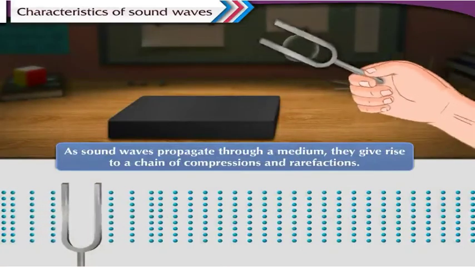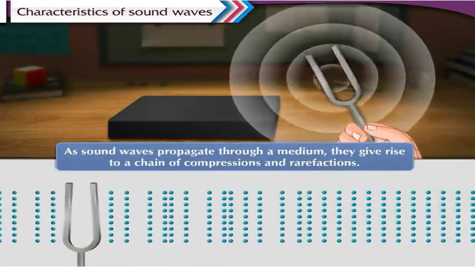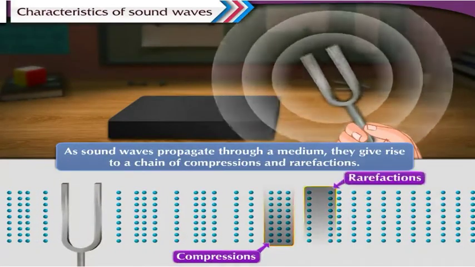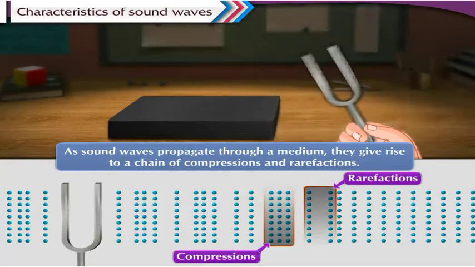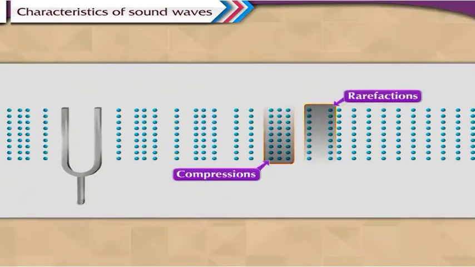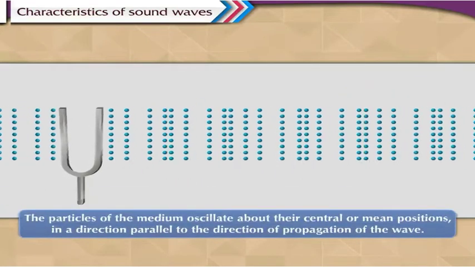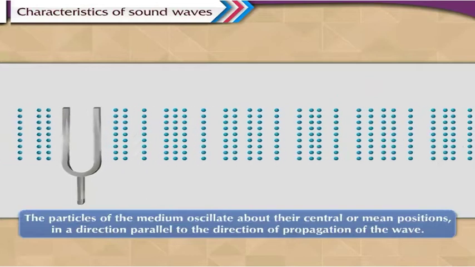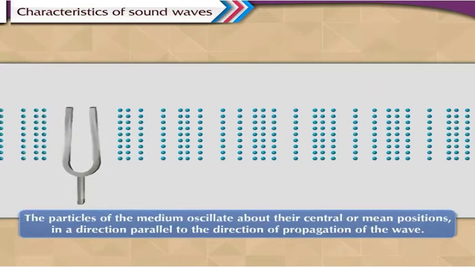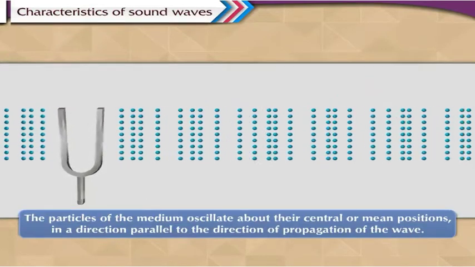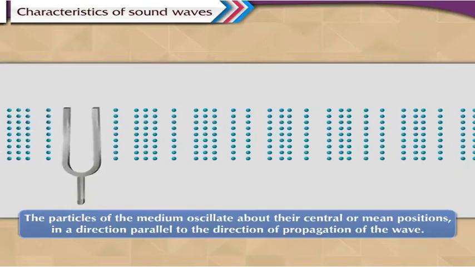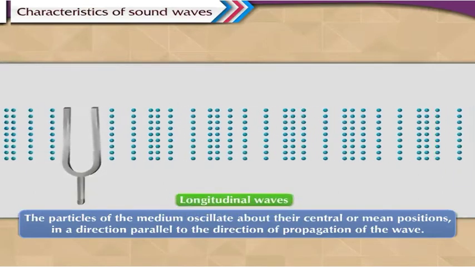As sound waves propagate through a medium, they give rise to a chain of compressions and rarefactions. Compressions are the places of higher density, and rarefactions are the places of lower density in the medium. The particles of the medium oscillate about their central or mean positions in a direction parallel to the direction of propagation of the wave. Such waves are called longitudinal waves.